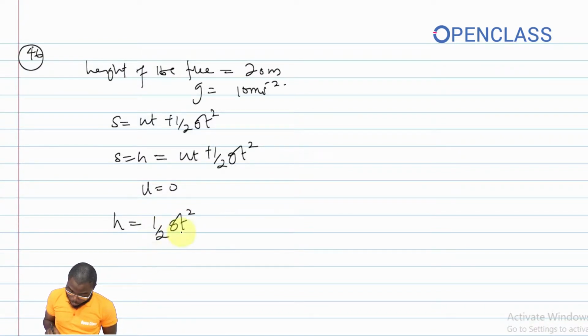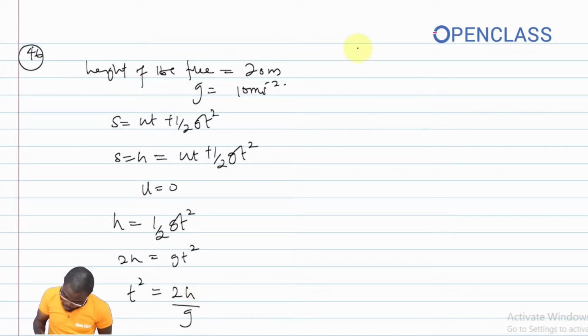Now what you're actually looking for is time taken, so you can just quickly do that. If you cross multiply, 2h equals gt square, so t square is equals to 2h over g. So your t would be equal to square root of 2h over g. That's to get the t.